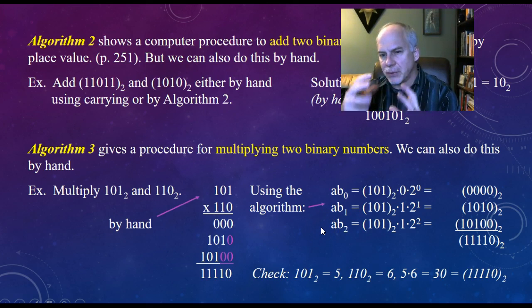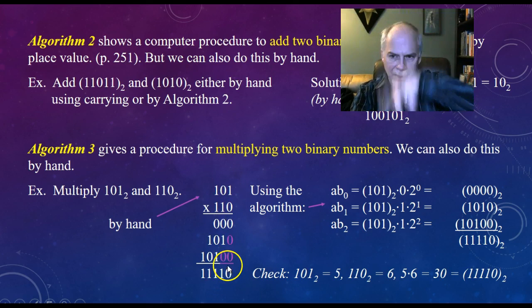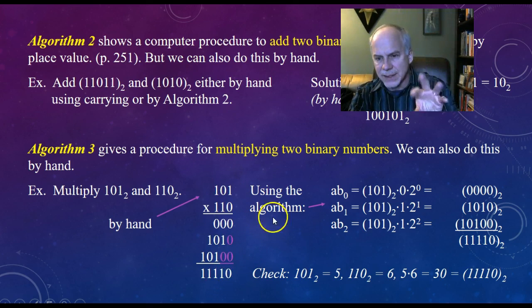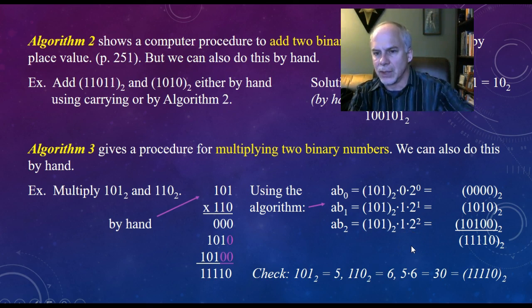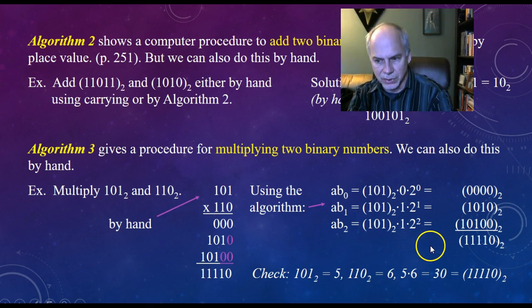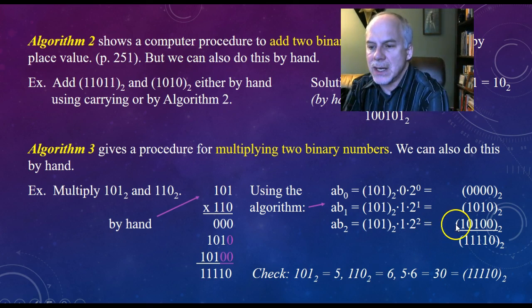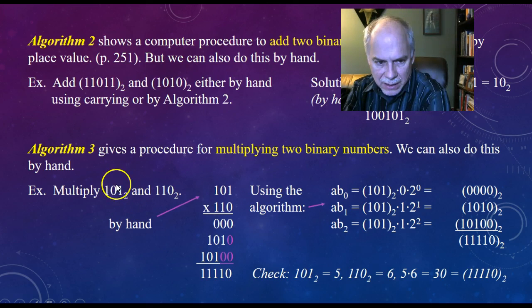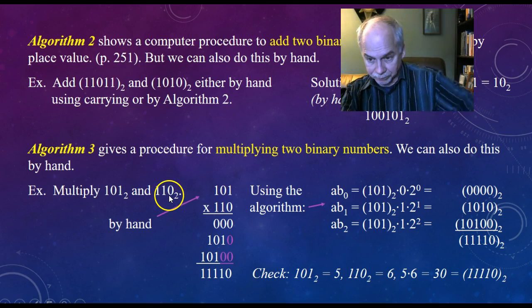Because when you're doing a computer program, it can't visualize the vertical columns and all of that. It has to have some computer step-by-step procedure to do this, okay? So what it does is it multiplies A times whatever the digit B0 is. Now the B0, okay, so this is the A. A is 101, all right? We're calling A the first number, and we're calling B the second number.